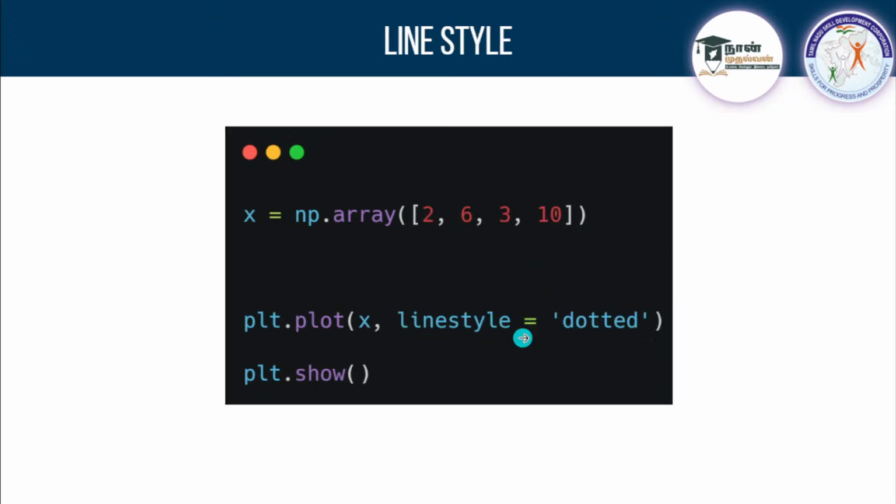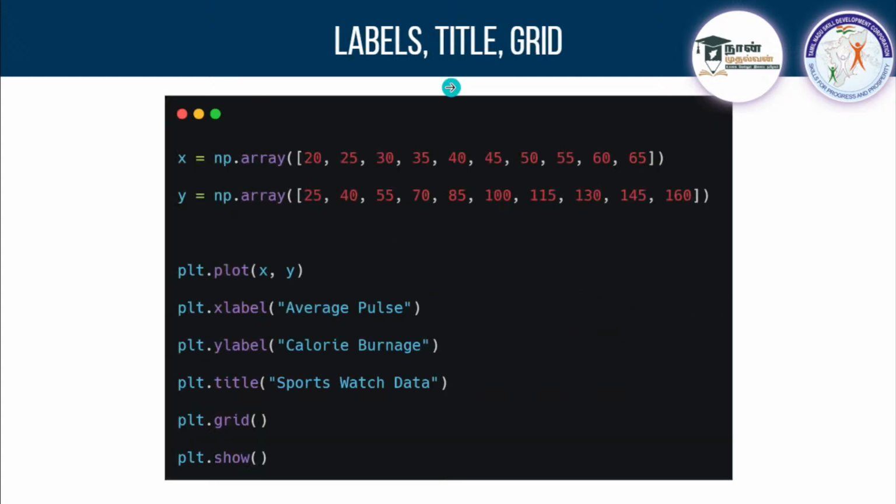See here, you can set the line style. Okay, it is a straight line, right? You can set it to dotted, or other options are available, you can check. Okay, and regarding the labels, title and grid, you can add those for enhancing the image.